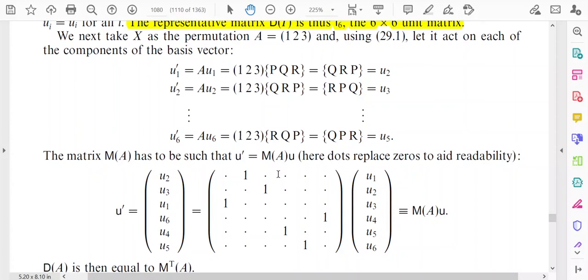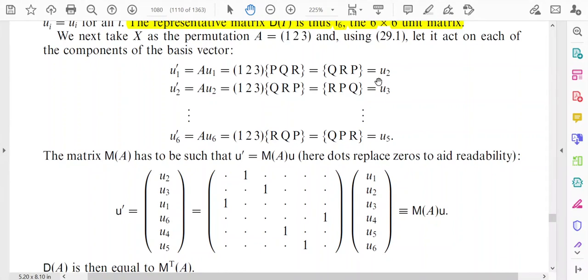Now how to find this matrix? This is very easy, because we have to write the matrix in such a way that it corresponds to the elements on the left side. For example, the first element is u2. You see in the first case we obtained u2. So in this matrix we have to write 1 in the second position, and all the rest of the values will be 0. Why? Because when this particular row is multiplied with this column, we know the rule of matrix multiplication.